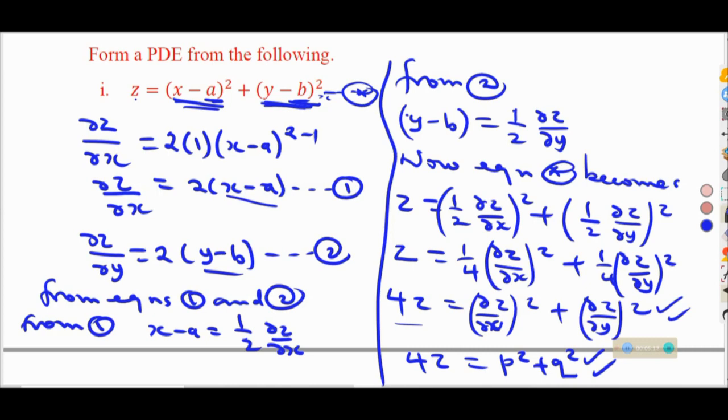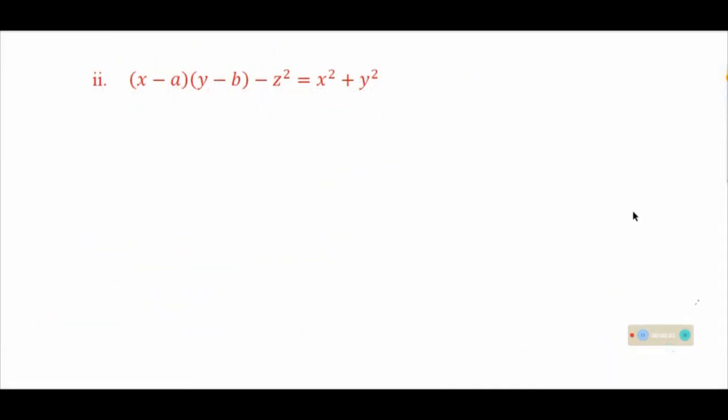So I hope we are moving on well. Let us look at example number 2. Example number 2 says that x minus a into y minus b minus z squared is equal to x squared plus y squared. We want to look at how best we can form a partial differential equation given that equation there.